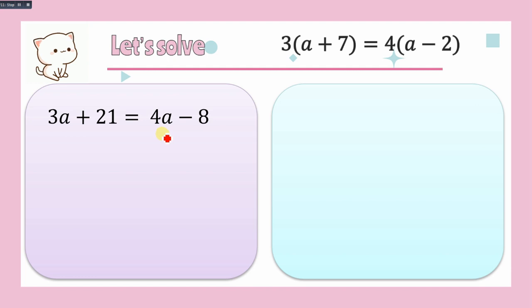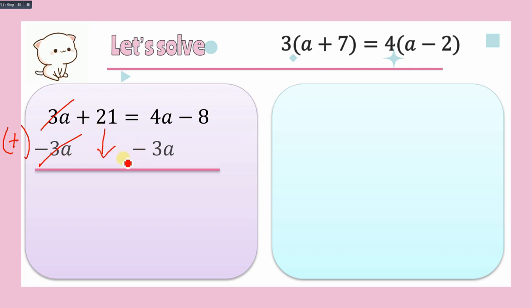The main goal is to have only one a, or only one variable. To cancel this out, you may choose either 3a or 4a, or you can use the transposition method. In this case, I will be using the addition property of equality to cancel one of those a's. So I add both sides by negative 3a. By adding negative 3a, this will now be cancelled out. Bring down positive 21, and positive 4a plus negative 3a will become a, and bring down also the negative 8.